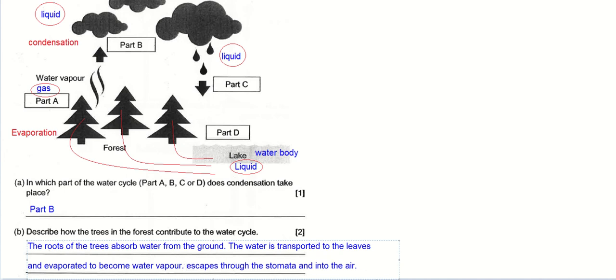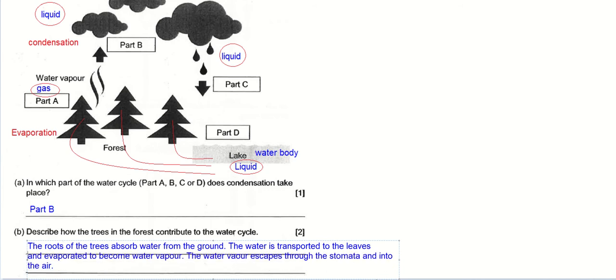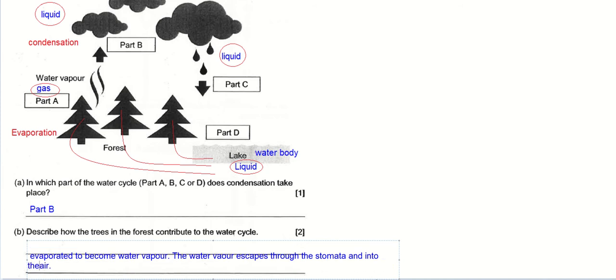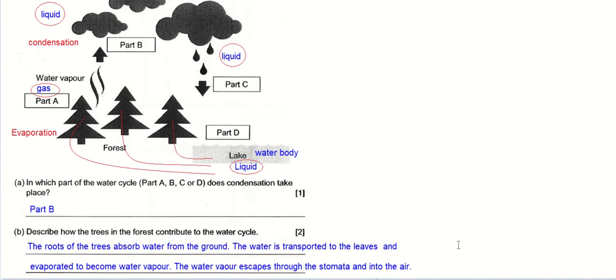Remember, in science your answer needs to be clear. The water vapor escapes through the stomata and into the air. Alright, so I'm just going to put it like that. Okay, like that. Just make sure you can see it clearly. I'm just going to drag it like that.